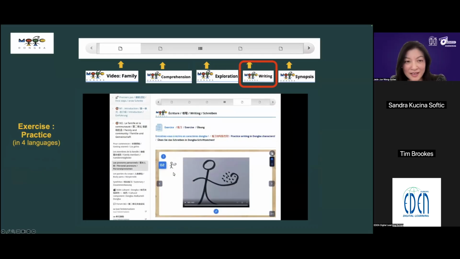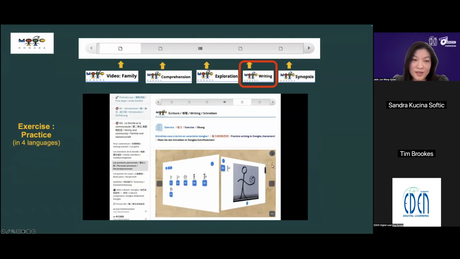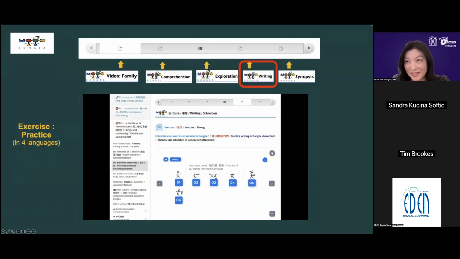Practicing handwriting is important. It gives learners direct contact with the written form. So the act of writing reintroduces a bodily dimension, reconnecting digital learning with embodied practice, as you can see here.